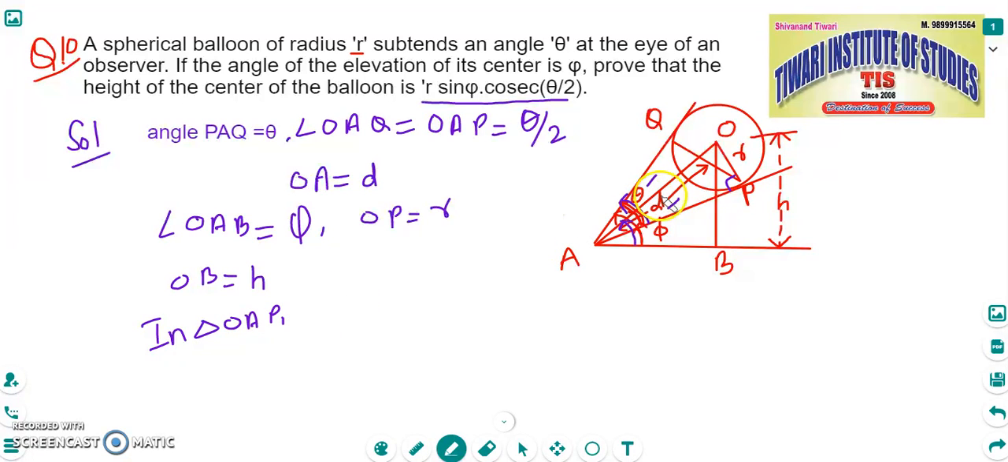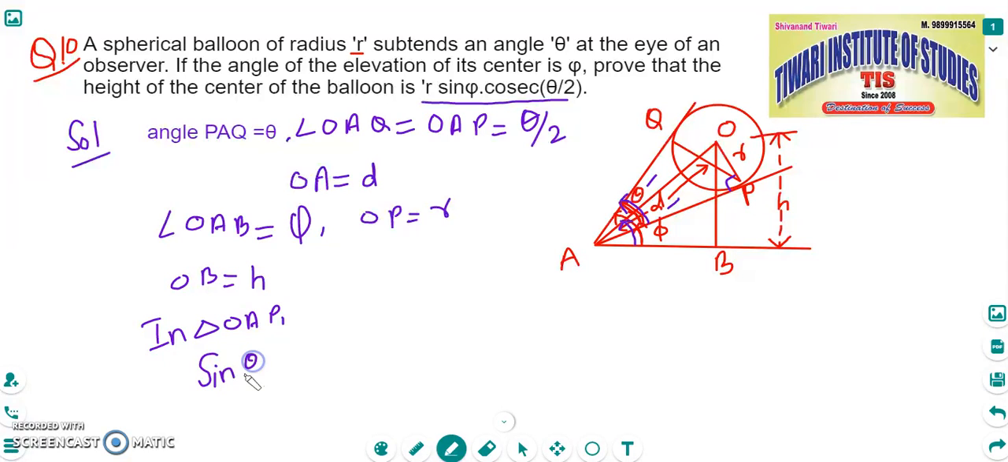Take it here, you need to find the relation between the radius and this hypotenuse, because the hypotenuse is in both the triangles, that is OAP and OAB. So you have to find out the relation between the radius and this. Here the angle is already bisected, that is theta by 2.